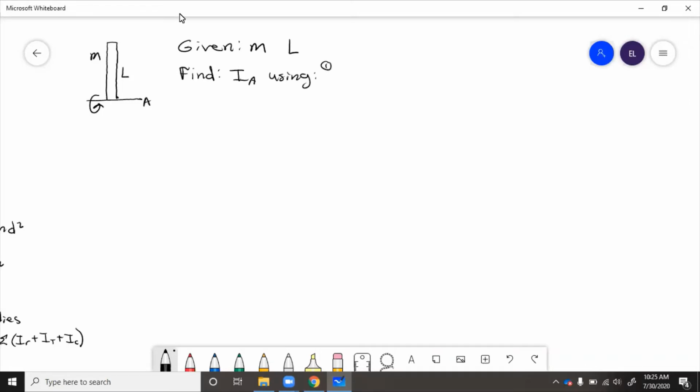So first method is rod around end, which is that formula. Second is parallel axis theorem, which in this case is the rod around its center plus this distance, which we know is L over 2.